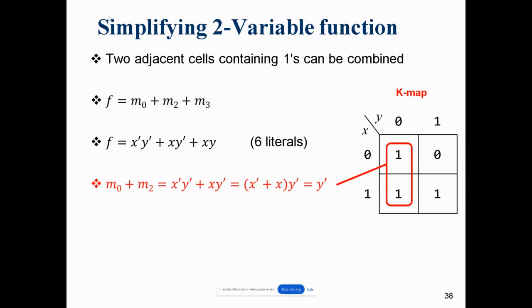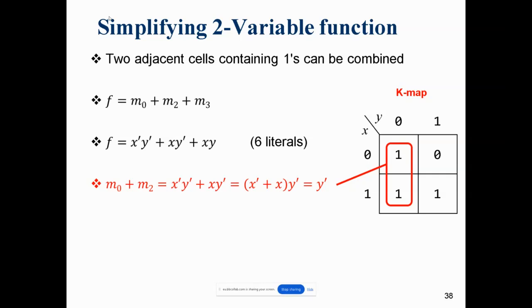And then we see the red one, so x is changing, y is not changing, its value is 0. That's the reason it's y bar. So if you want to solve a problem in any exam, you can do both algebraic manipulation and the Karnaugh map to verify that your answer is correct. Got it?